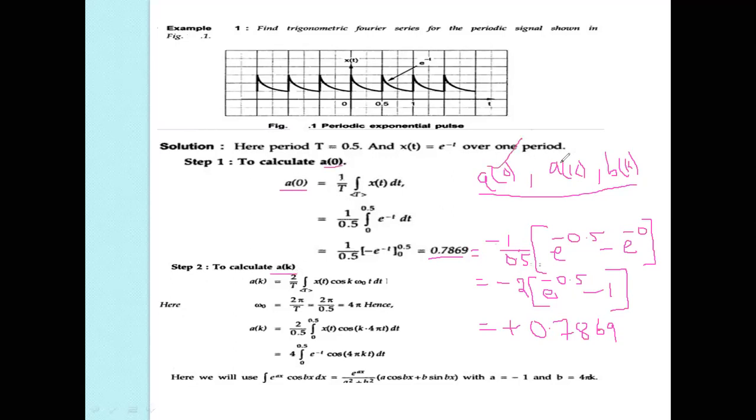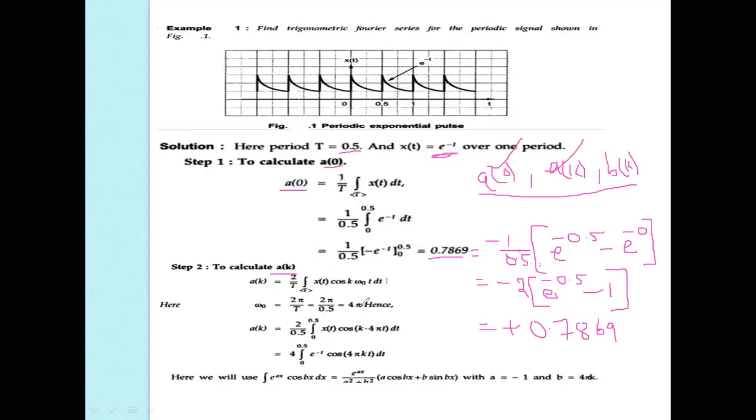A of k, that is the second one here. What is the formula for A of k? It is equal to 2 by T, the integral of x of t, where x of t is a coefficient of cosine function, my dear students, x of t in the cos k omega naught t dt. What is the x of t here? E power minus t, and T is equal to 0.5. So we write 2 by T as 2 by 0.5. The limits are the same, 0 to 0.5 here. x of t cos k omega naught t.